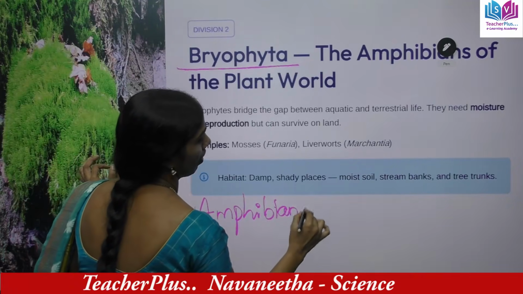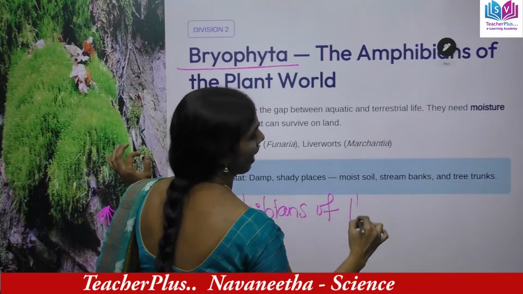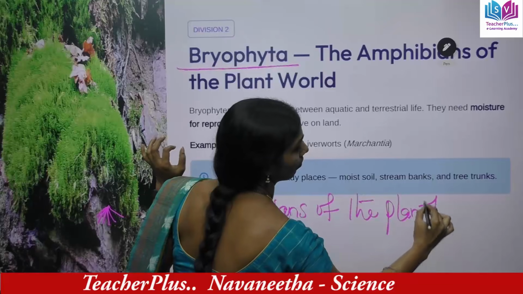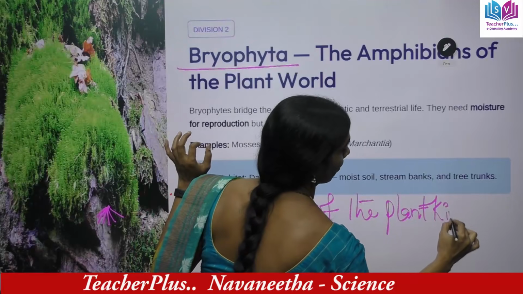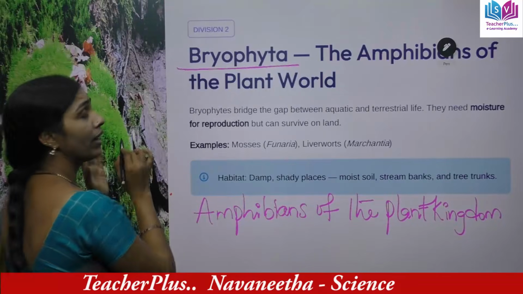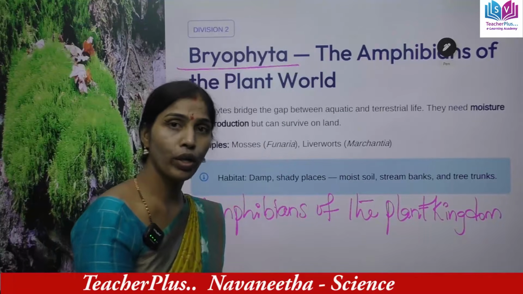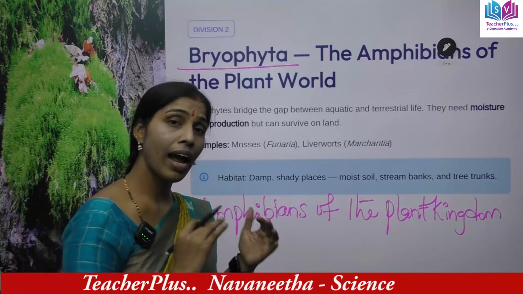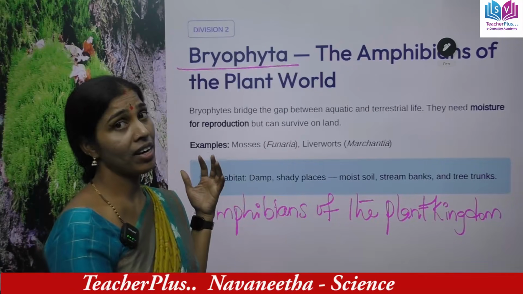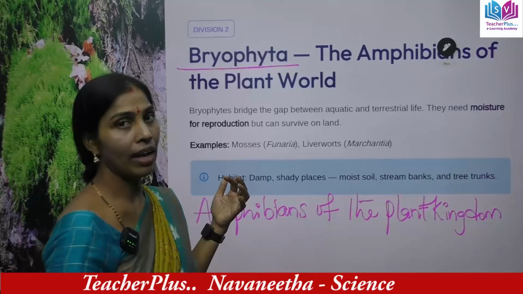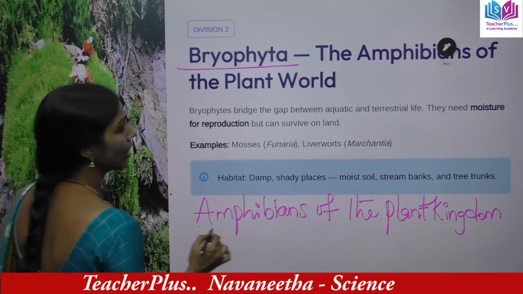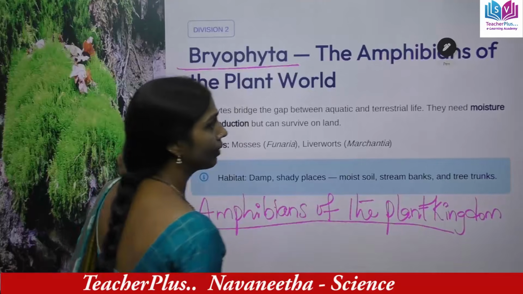Amphibians of the plant kingdom. Okay, because these bryophyta plants can live in the water and live on the land. So these plants are both terrestrial and aquatic plants. So that is the reason we call them the amphibians of the plant kingdom.